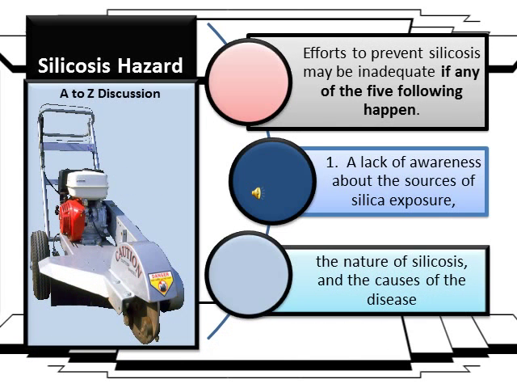Efforts to prevent silicosis may be inadequate if any of the 5 following happen at a job site. Number 1, there is a lack of awareness about the sources of silica exposure, the nature of silicosis, and the causes of the disease.